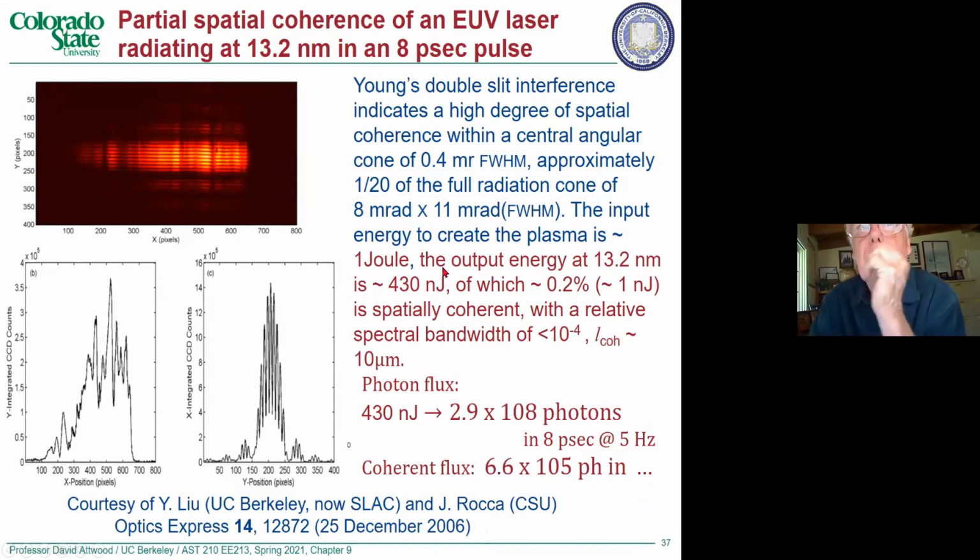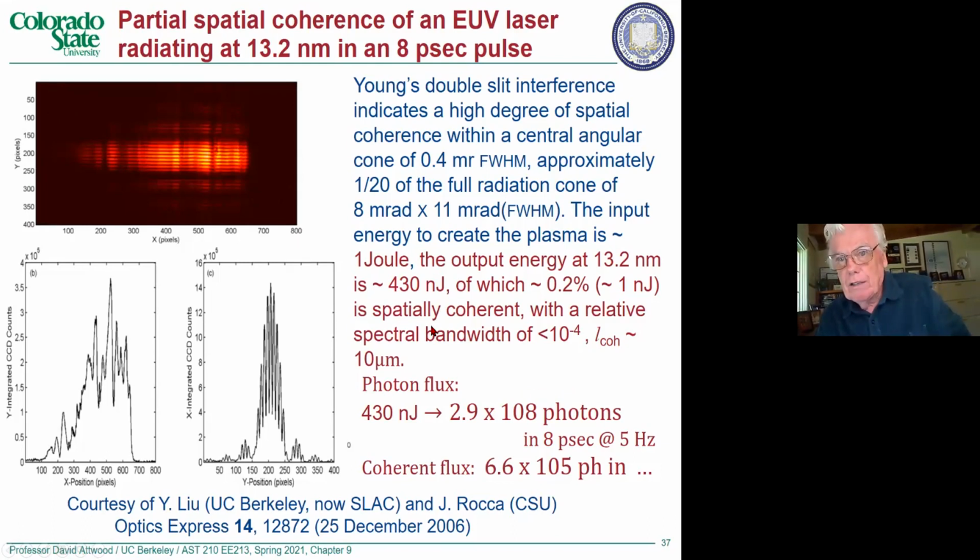Oh yeah. So this is the 13.2. This is the cadmium laser, 8 picosecond pulses. Largely, you could call it partially coherent. There's an inner part of the radiation within some small angle that does reach a condition of coherence, but only when you choose a small angle, about a 20th of the full radiation cone, okay? When you do that, though, you can get spatially coherent.